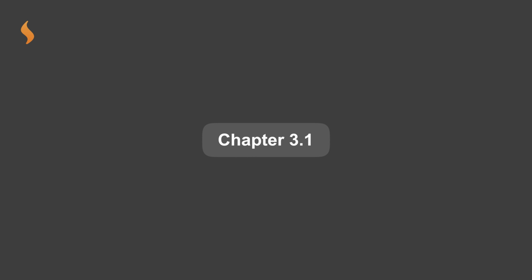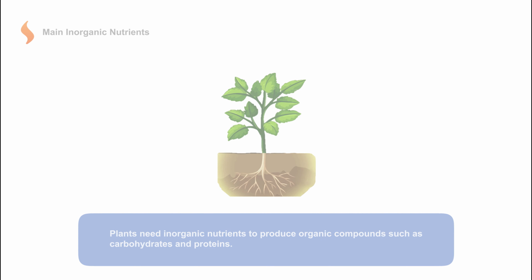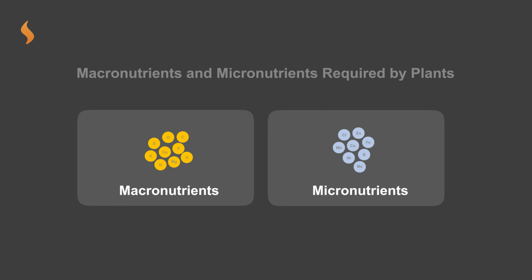In Chapter 3.1, we are going to discuss the main inorganic nutrients. Plants need inorganic nutrients to produce organic compounds such as carbohydrates and proteins. These nutrients can be divided according to quantities required by plants, which are macronutrients and micronutrients. Now, let's look into the macronutrients required by plants.